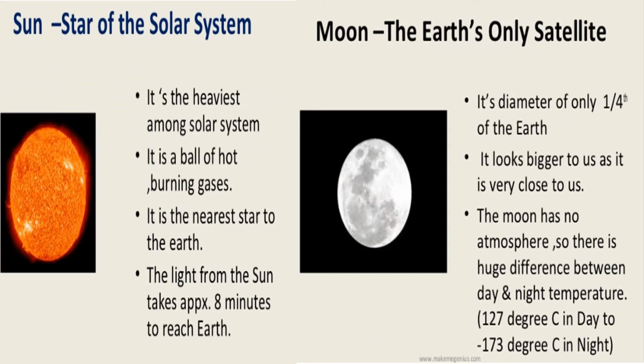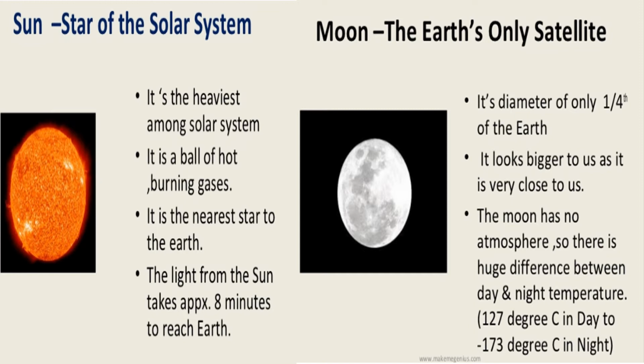This is the Sun, a star of the solar system. The Moon is the Earth's only satellite. The Moon is called a satellite because it reflects the light of the Sun, and the Sun is called a star. The Sun is the heaviest in the solar system. It's a ball of hot burning gases. It is the nearest star to the Earth. The light from the Sun takes approximately 8 minutes to reach Earth.